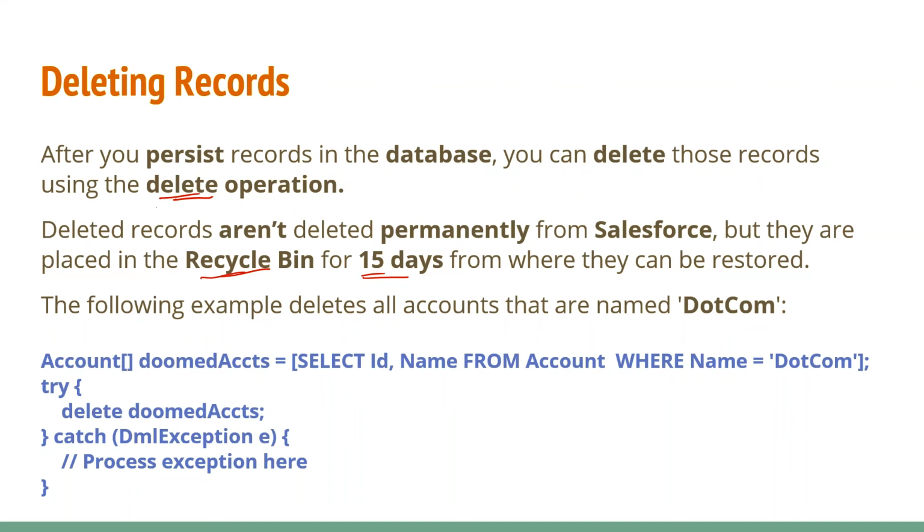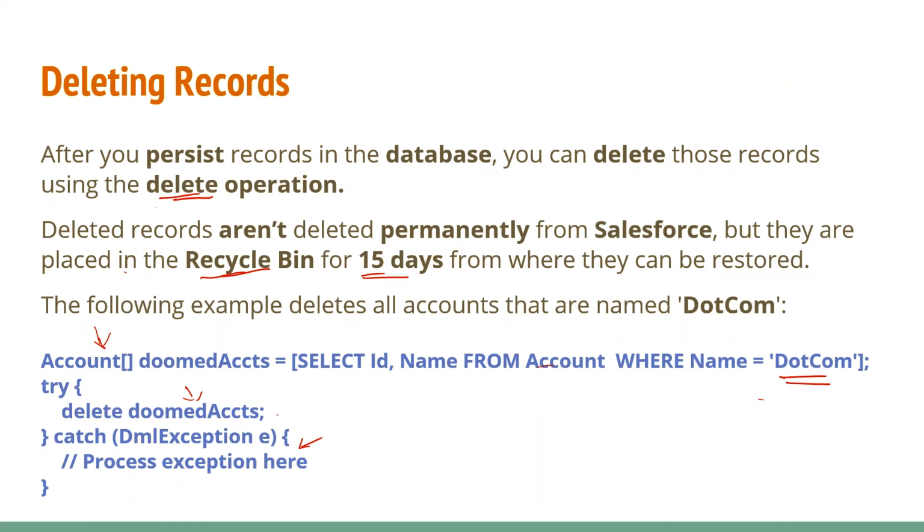The following example deletes all accounts that are named .com. So we are getting the list of accounts here. So doomed accounts, select Id, Name from Account where Name is equal to .com. Try delete all the account records. Catch DmlException, process exception here.